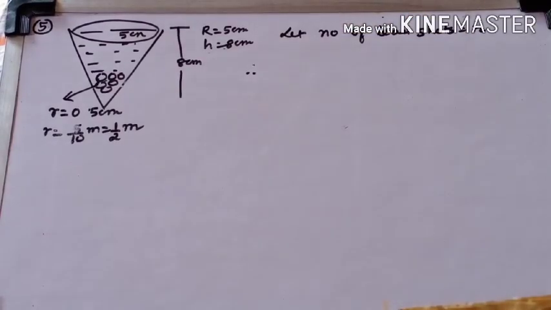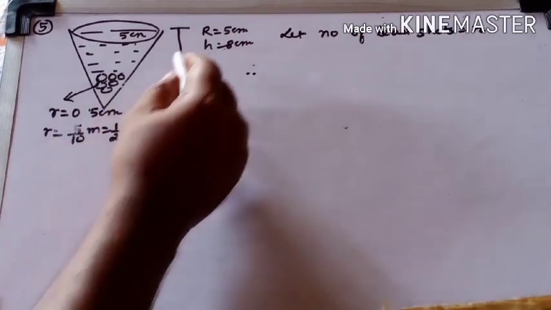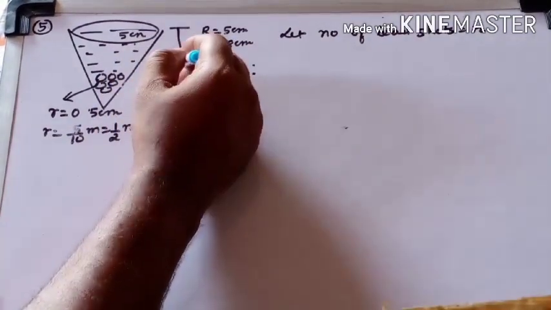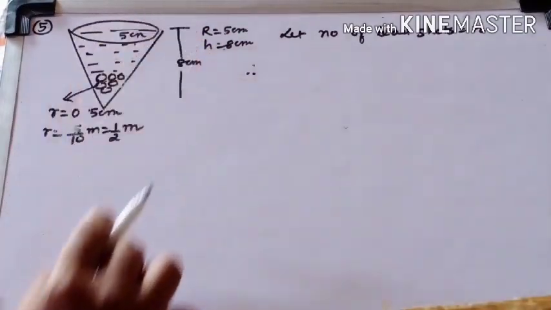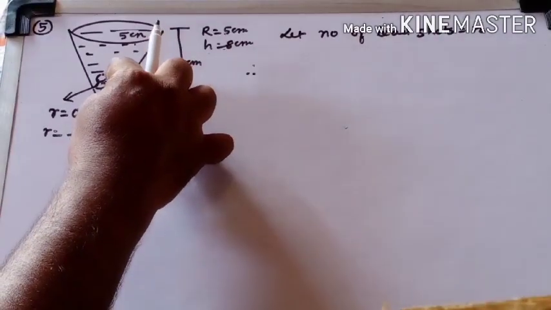We are in question number 5. It is given a vessel is in the form of an inverted cone, and its radius is given 5 centimeter, and height is given 8 centimeter. It is full of water up to the brim. And what is to be done? Some lead shots are put inside.